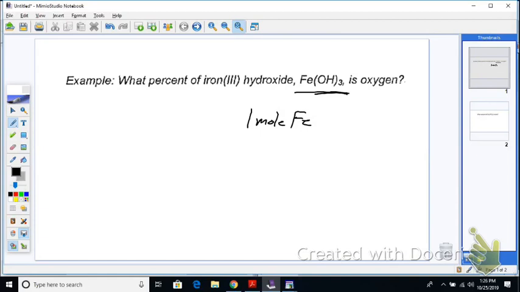So how many oxygens do we have? So that 3 distributes to both of these. So how many oxygens do we have? 3. You have 3 moles of oxygen. Okay? And then we also have 3 moles of hydrogen. Is that correct? Now, I'm doing an example up above so you can see it worked out.